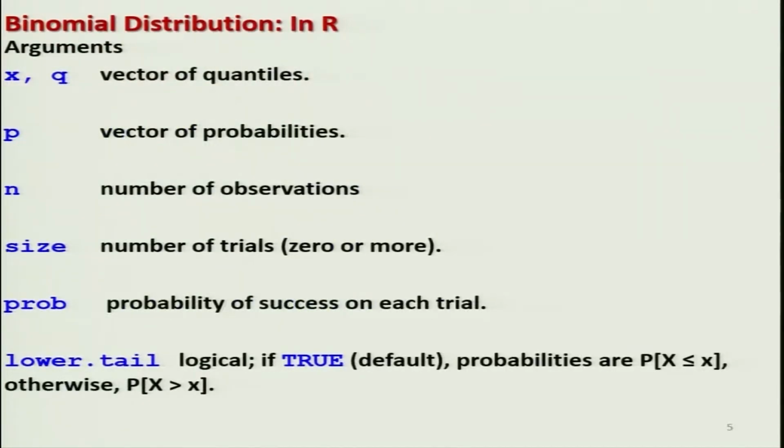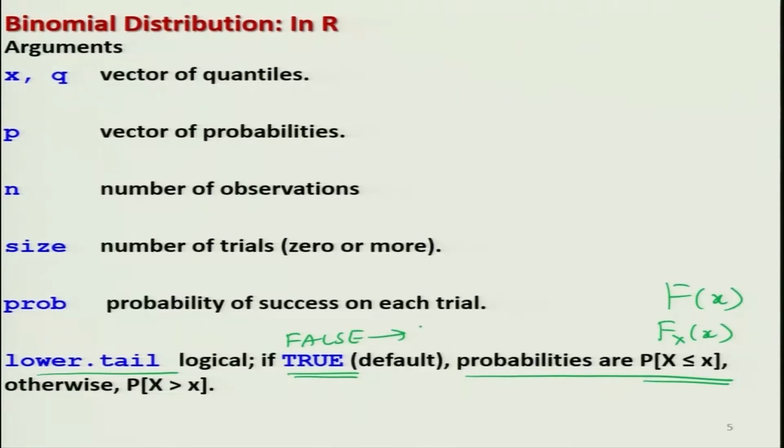For example, in case you take lower.tail equal to true, which is actually the default, you compute the probability X less than or equal to x, which is your F(x), or what you had written as F(x). And in case you make it false, then it is going to compute the probability X greater than x, which is 1 minus F(x), right. Actually, this will be true for all the probability mass functions and probability density functions, which we are going to understand in the forthcoming lecture.